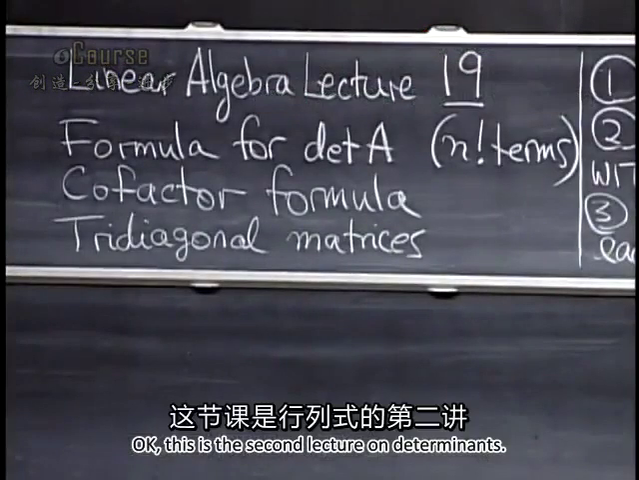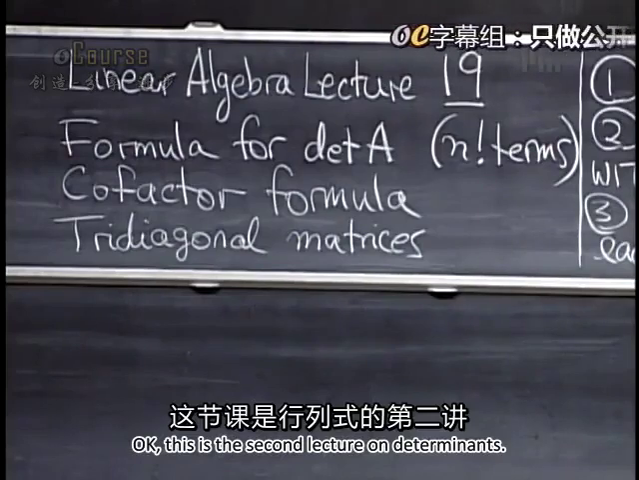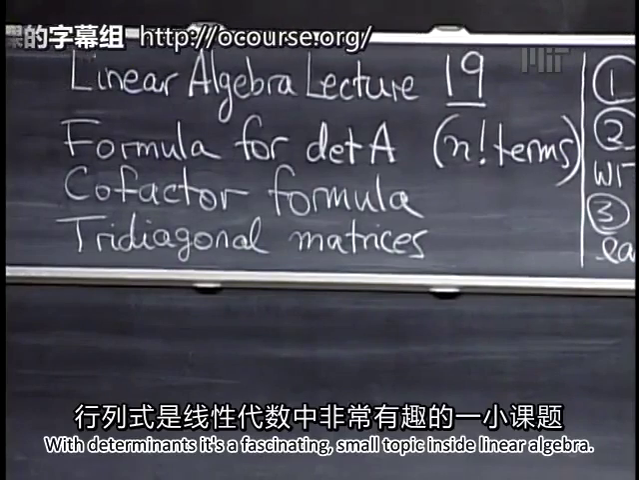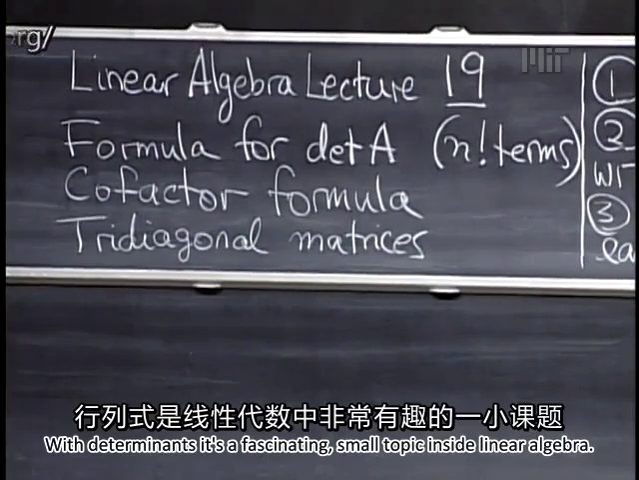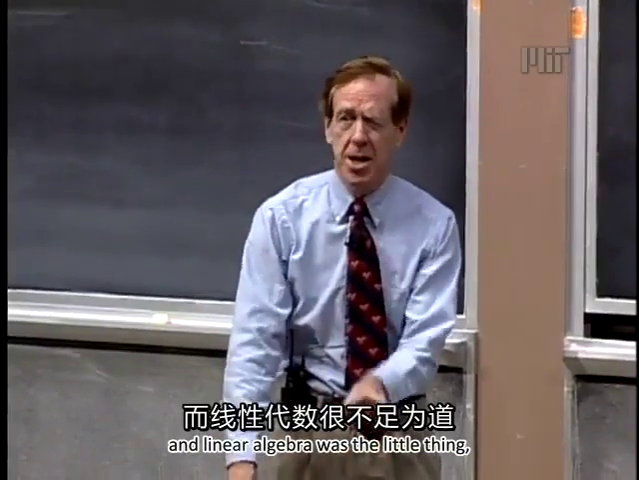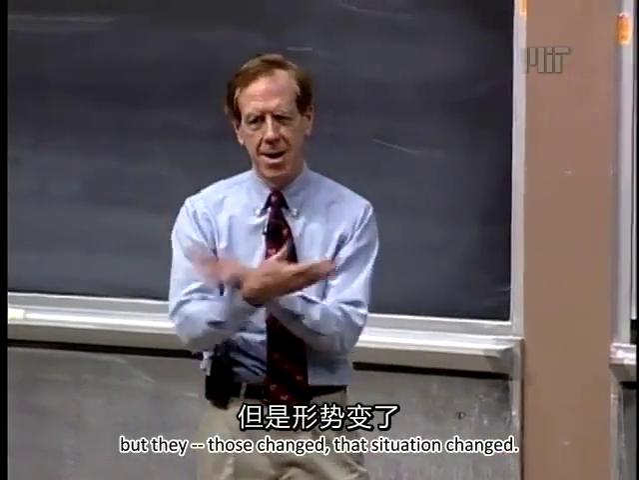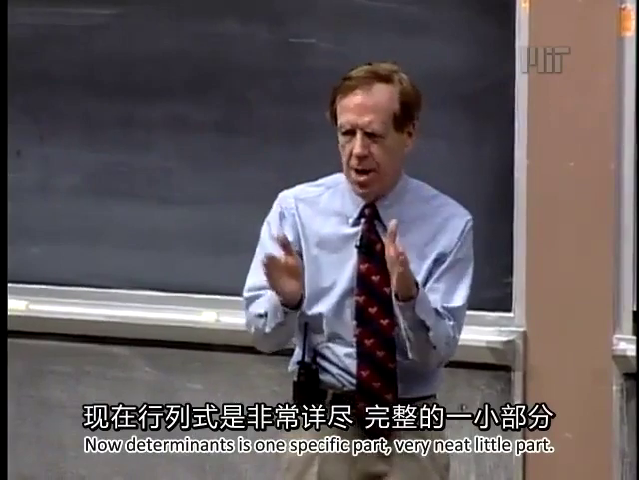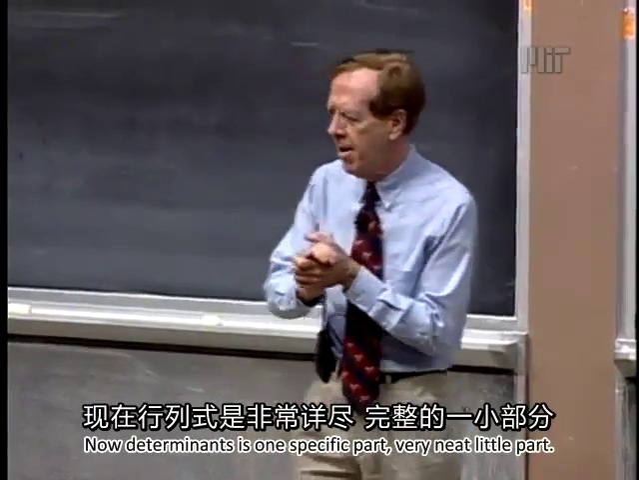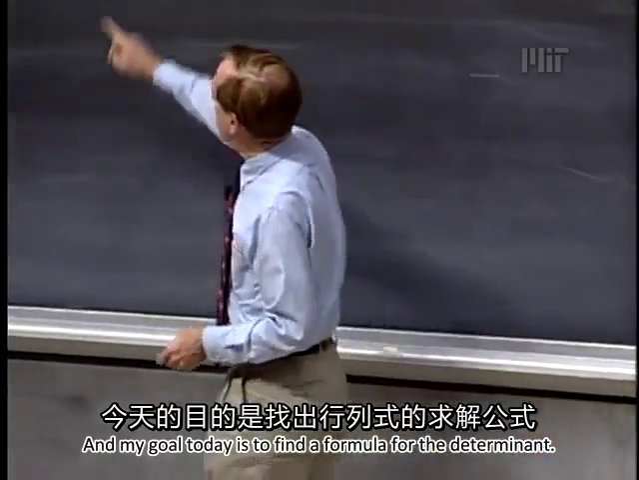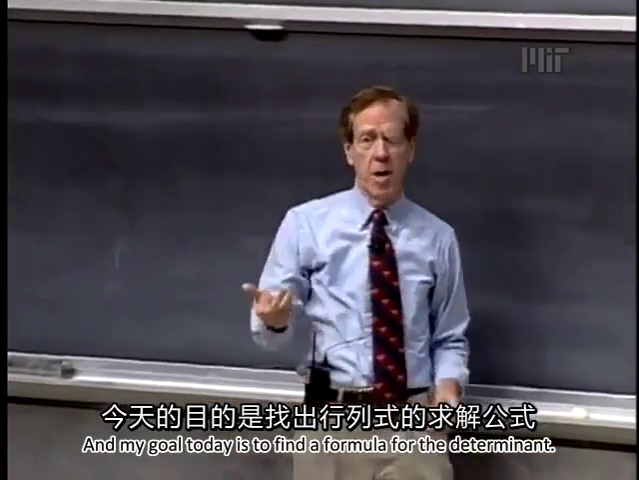Okay, this is the second lecture on determinants. There were only three. With determinants, it's a fascinating small topic inside linear algebra. It used to be that determinants were the big thing in linear algebra, but that situation changed. Now determinants are one specific part, a very neat little part, and my goal today is to find a formula for the determinant.